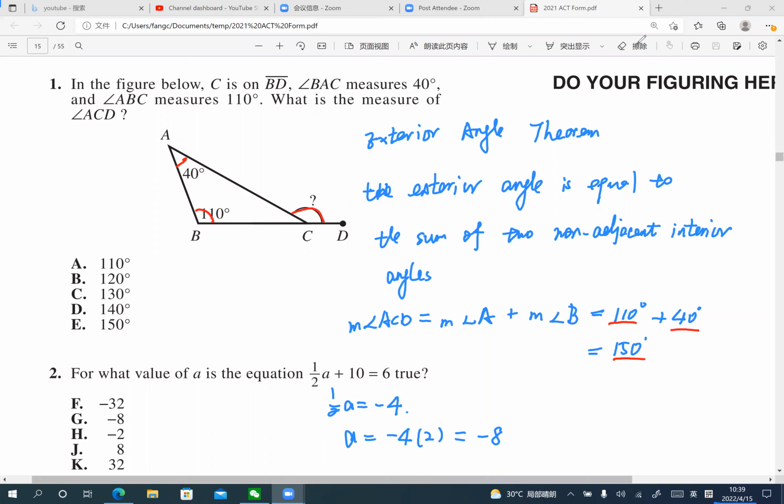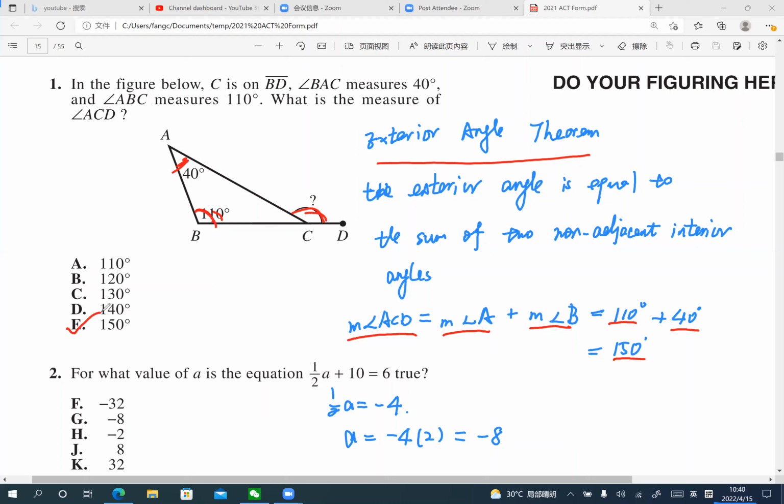According to the exterior angle theorem, the exterior angle is equal to the sum of the two non-adjacent interior angles. So in our question, the measure of angle ACD should be equal to the measure of angle A plus the measure of angle B. And the angle A is 110 degrees and angle B is 40 degrees. So the measure of ACD should be equal to 150 degrees. So we should choose option E.